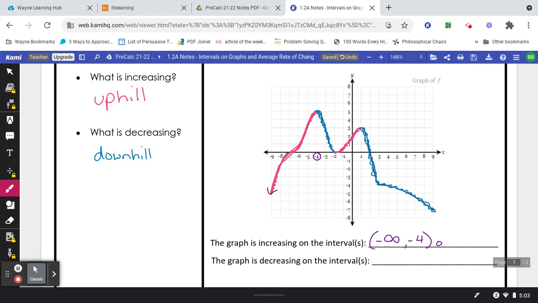Then Delta Math asks you to put the word or in the middle if there's two sections. And then the next section goes from -2 all the way to 1. And we're always going to use parentheses for increasing and decreasing.